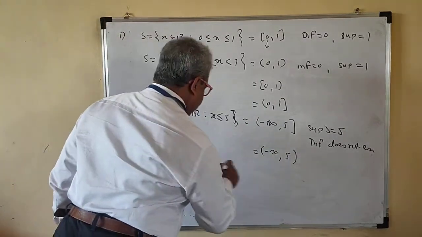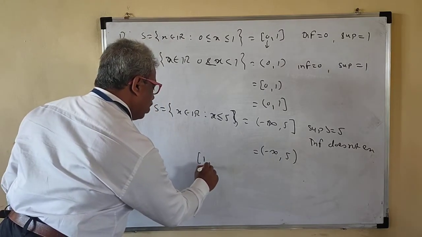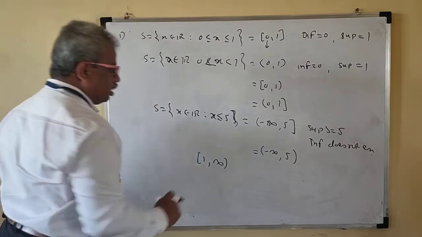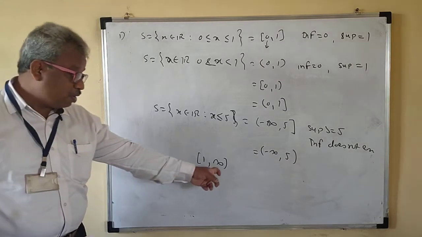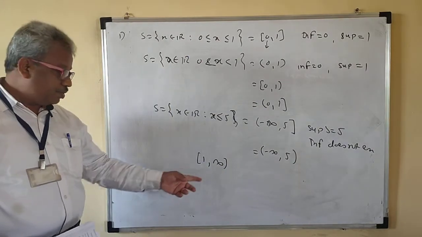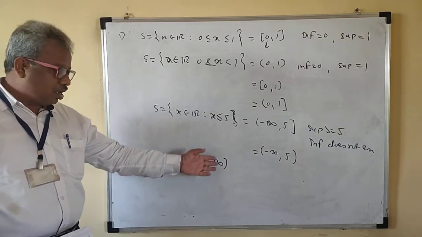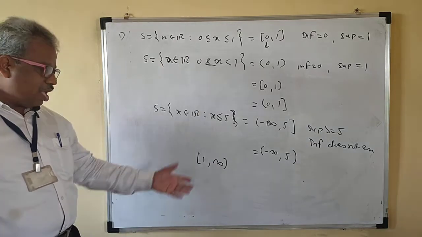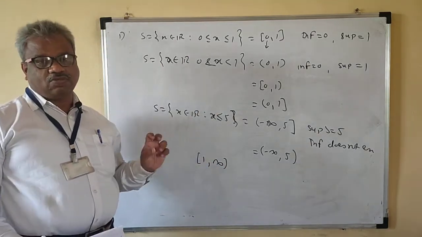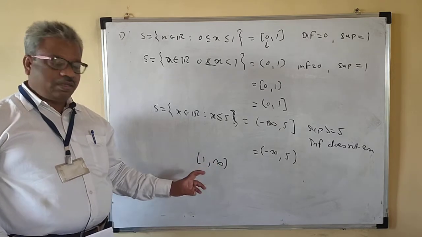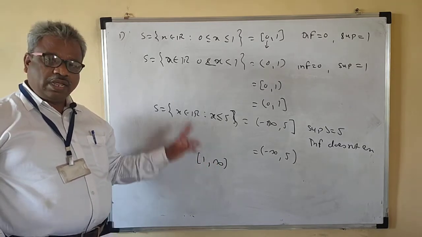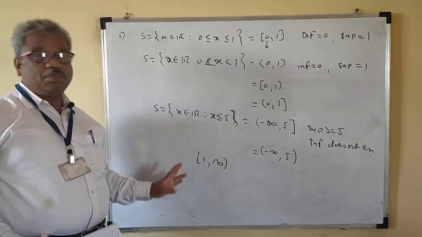But if your interval is like [1, infinity), then this is not bounded above, because the upper bound does not exist here. We cannot say all the elements are less than some number. All numbers are less than infinity, but infinity is not a real number. So this is not a bounded set. It is not bounded above, but it is bounded below.